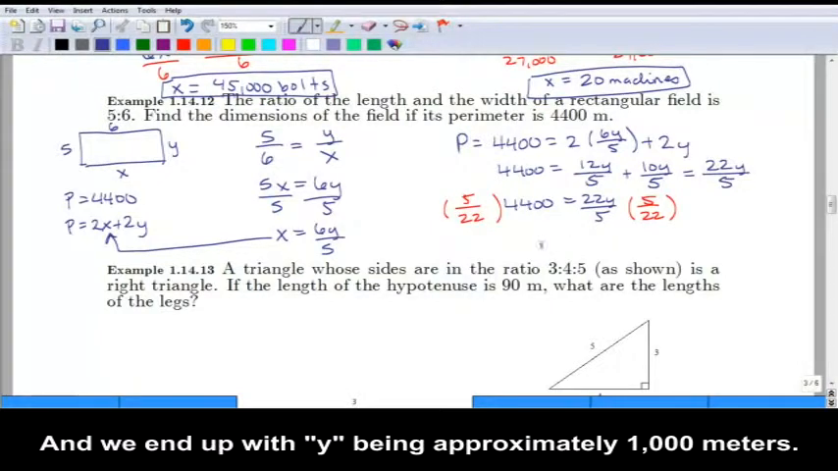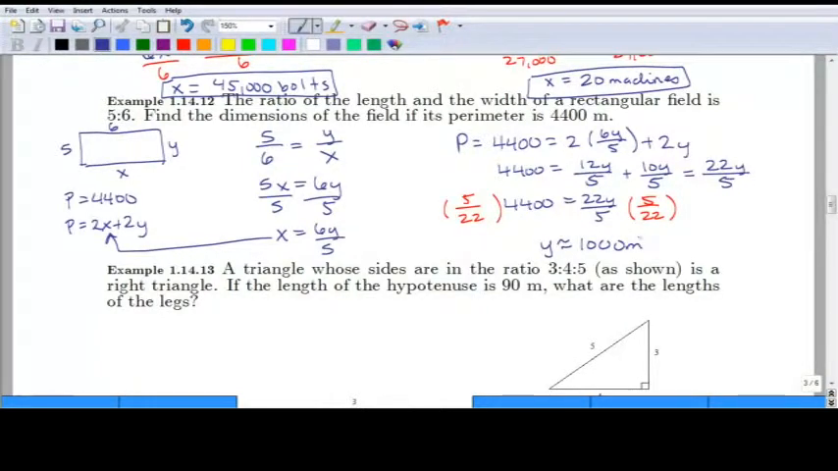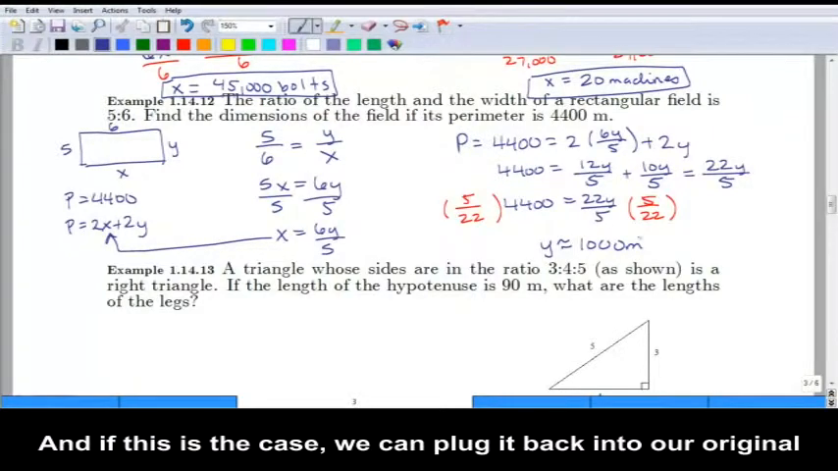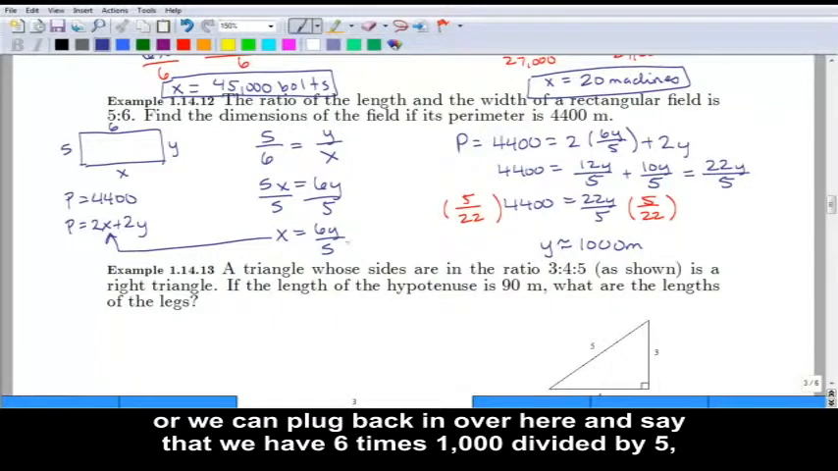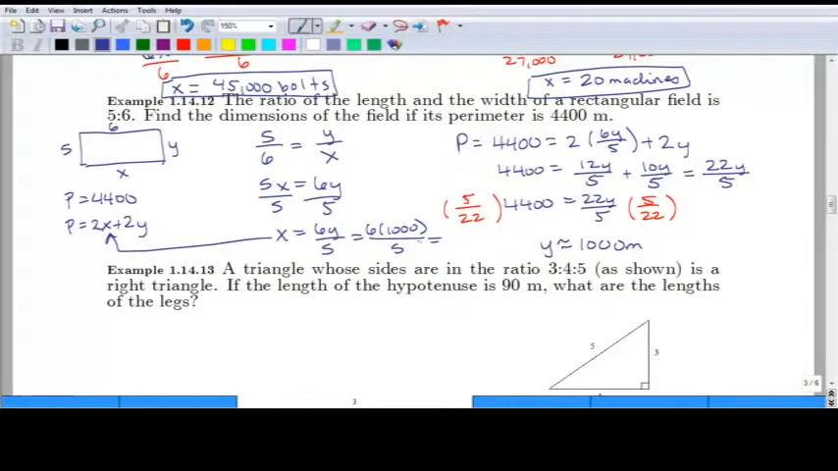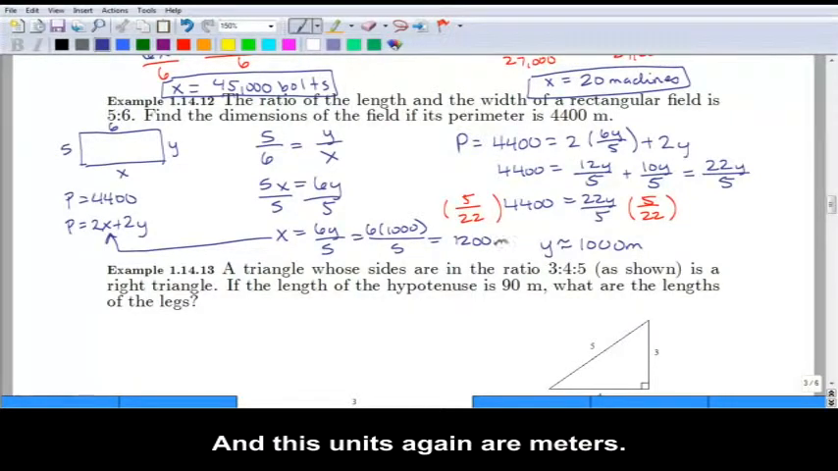And we end up with y being approximately 1,000 meters. And if this is the case, we can plug it back into our original, or we can plug it back in over here and say that we have 6 times 1,000 divided by 5, which comes out to be 1,200. And these units, again, are meters.